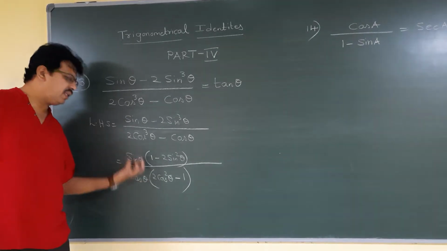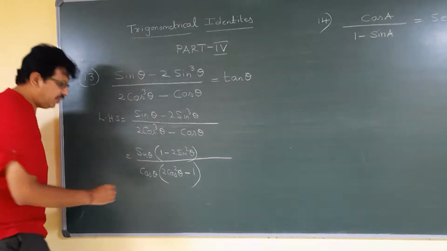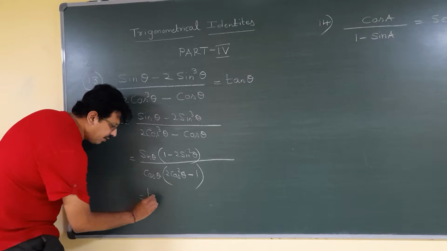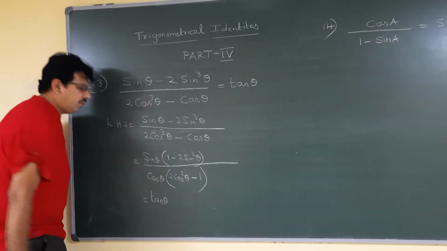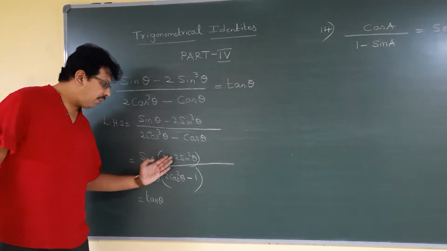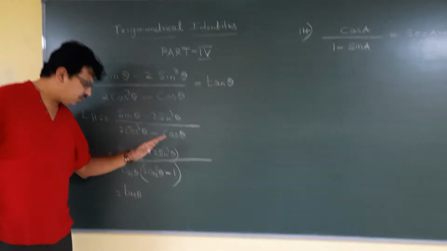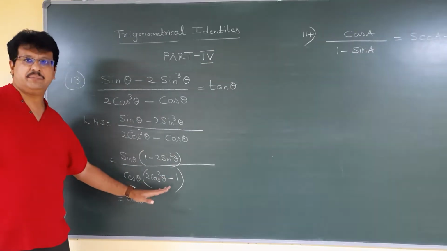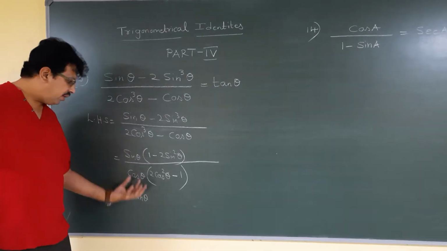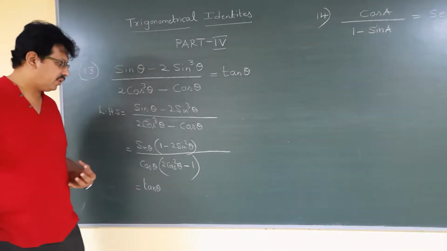So you can observe that sin theta by cos theta, children, you should know that it is nothing but tan theta. So tan theta we already got, but here you can see both 1 minus 2 sin square theta and 2 cos square theta minus 1 are there. These two terms should not be there. So we already got RHS tan theta, but how to cancel these two terms?